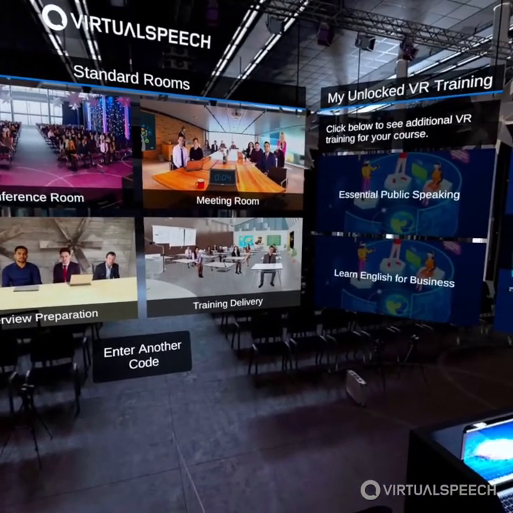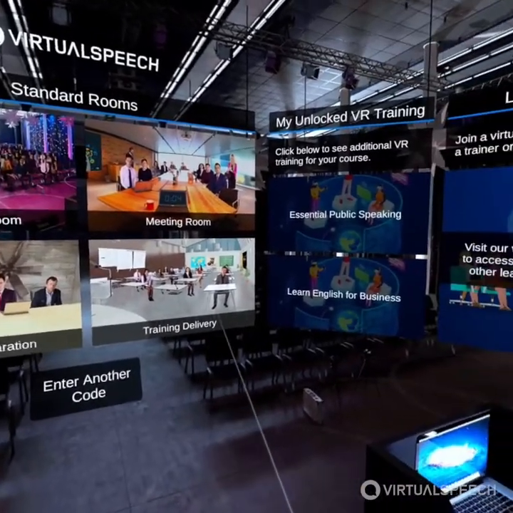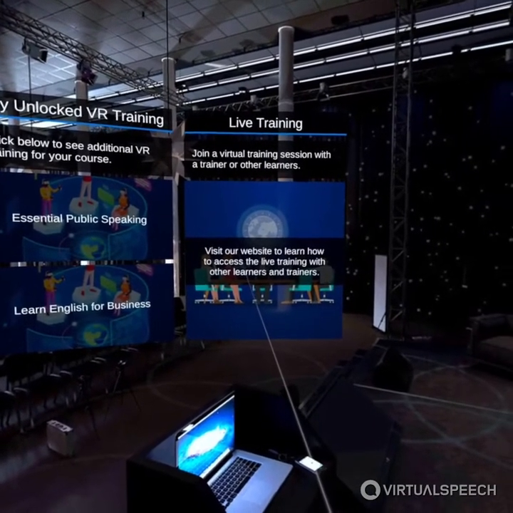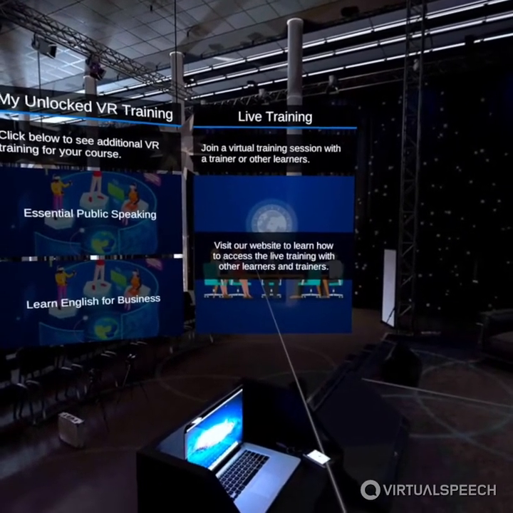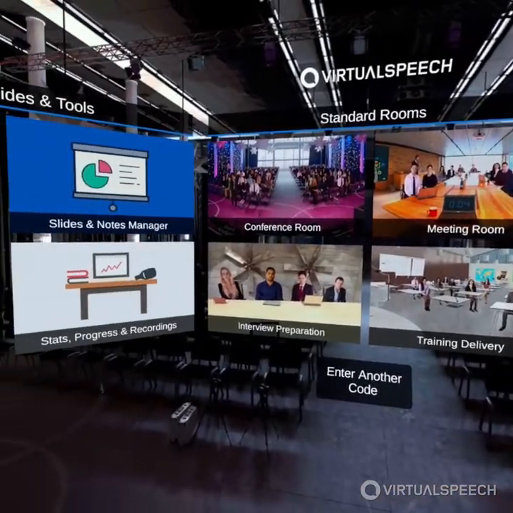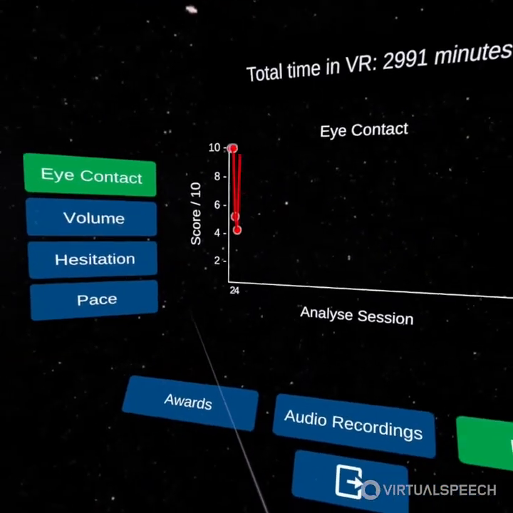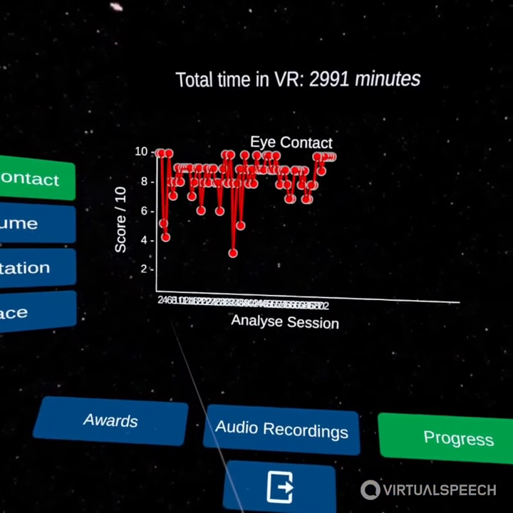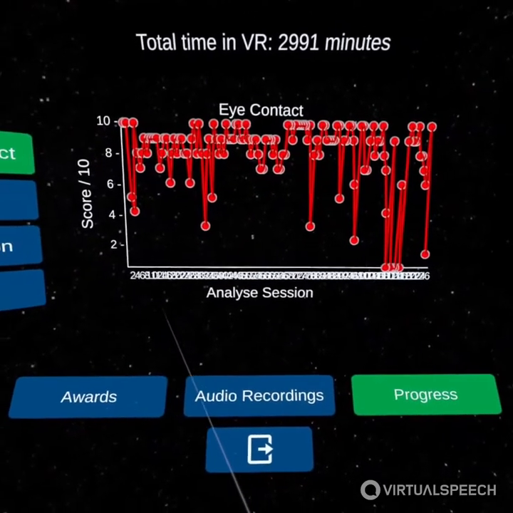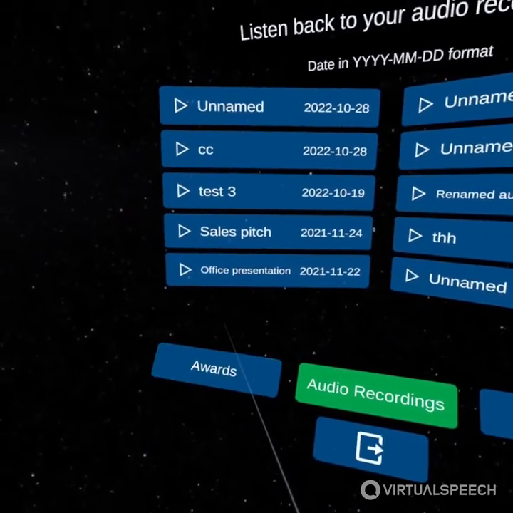And as well as the unlocked rooms, you also have access to these standard environments. You can practice live with other colleagues or learners within the Virtual Speech app. Up to 6 people in the same virtual environment together. Check your progress in this environment. You can see here I've delivered quite a few presentations and practice sessions. Listen back to your recordings. See any awards you've won.